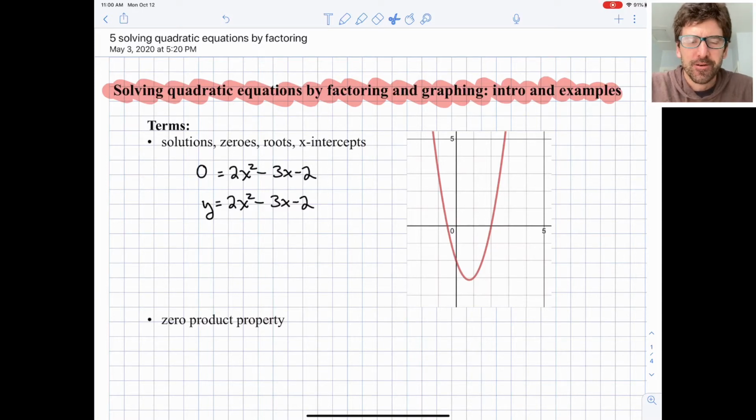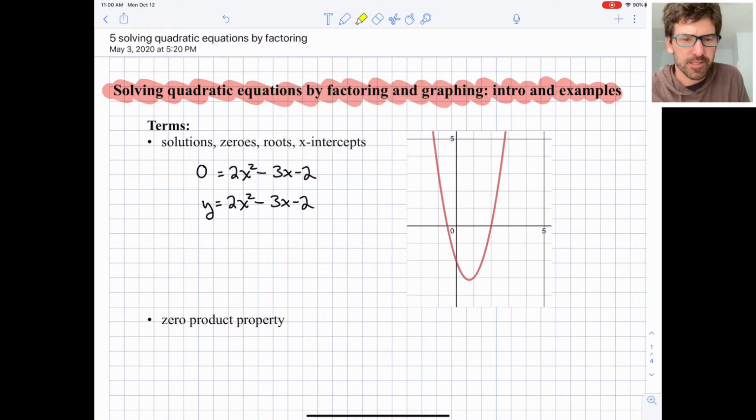All right, this is a video on solving quadratic equations by factoring and by graphing, and we'll start with an introduction and then do a few solved examples. So some terms to start off with, and these are all roughly synonyms of each other with a few differences, but the terms we'll be looking at are solutions, zeros, roots, and x-intercepts, all in the context of quadratic equations or quadratic functions. So let's first think about this in terms of what a solution might be.